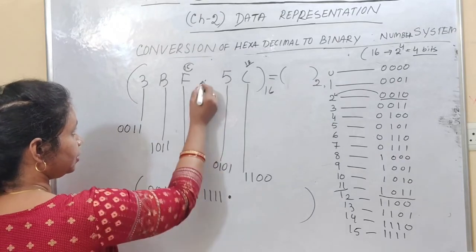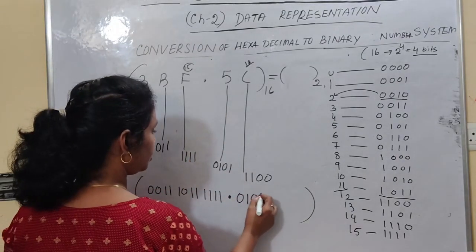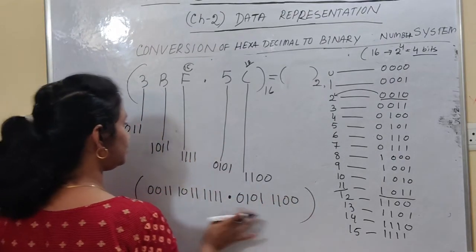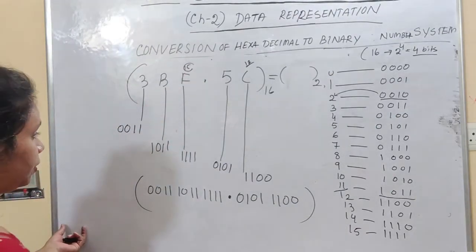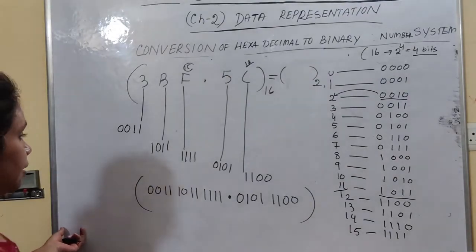Now you just write all these binary digits, that is 0011, 1011, 1111. Point, because here the point is there. Now write down 0101 1100. So this is the binary representation of this hexadecimal number. Hope all of you understood the concept, students.